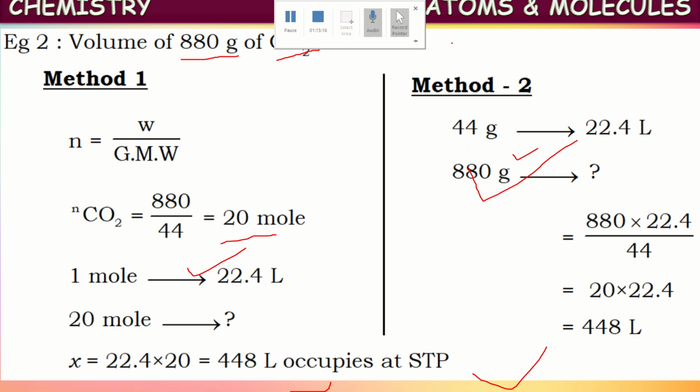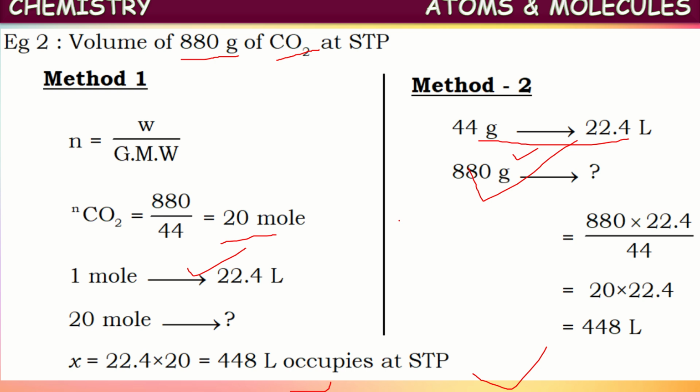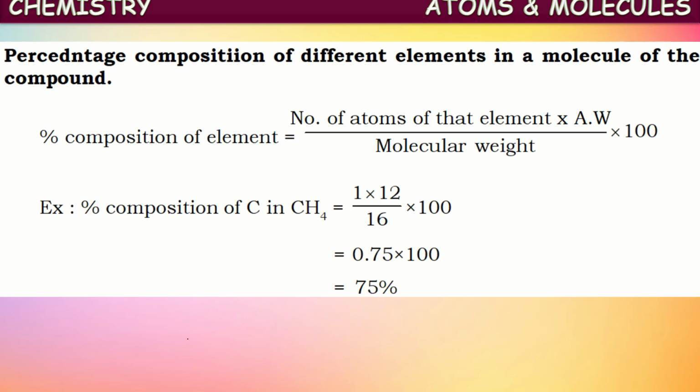Why? Because the gram molecular weight of a molecule occupies 22.4 liters. And 880 grams occupies how much? So the gram molecular weight of the molecule is how much here? 44 grams. 44 grams occupies 22.4 liters. 880 grams occupies how much? X. X is equal to 880 into 22.4 by 44. For 44 ones are 44, 20s are 880. Then 20 into 22.4 gives rise to 448 liters. In any way we can do this if we know that table.